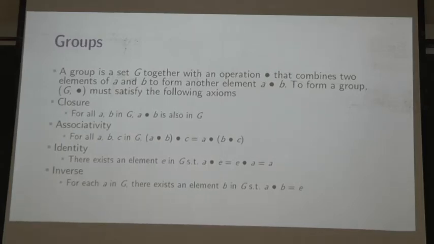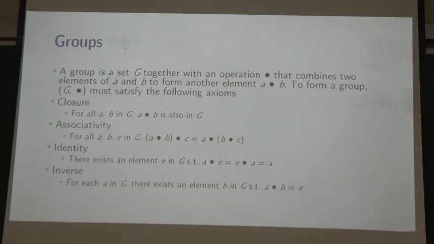The second property that a group must hold is associativity. Associativity means for all A, B, C in G, A dot B, then the dot of that with C should be equal to A dot B dot C. It holds for addition, for example. The addition of integers holds. So this is called the associativity property.